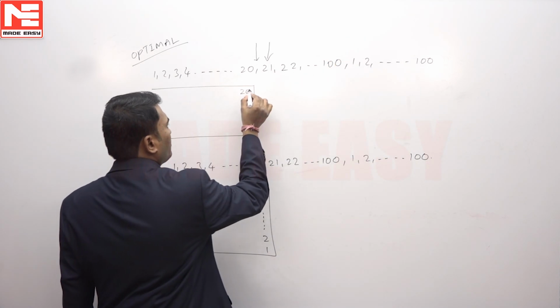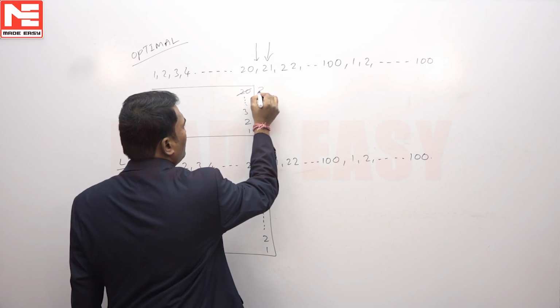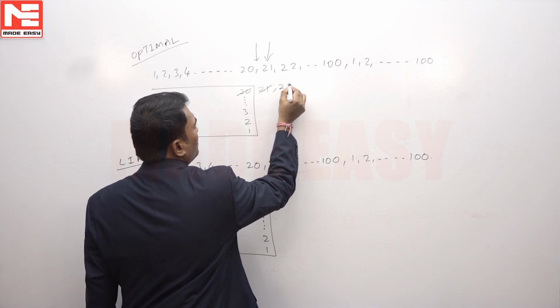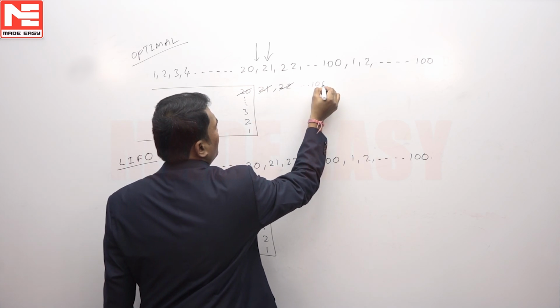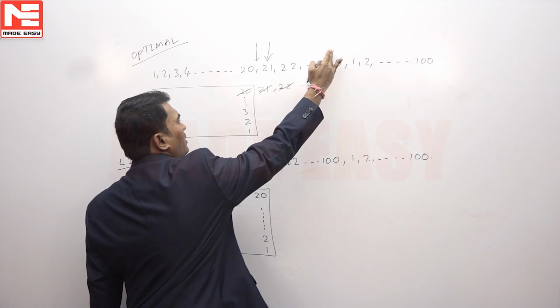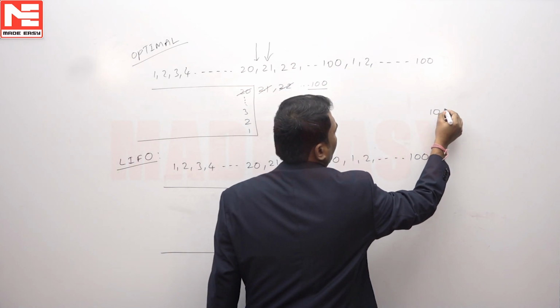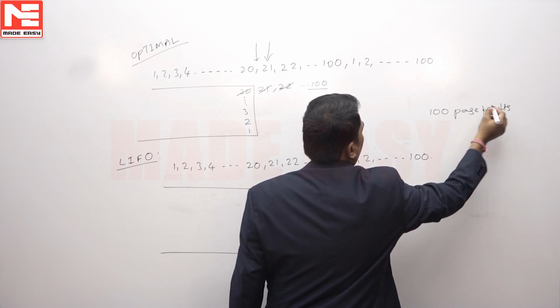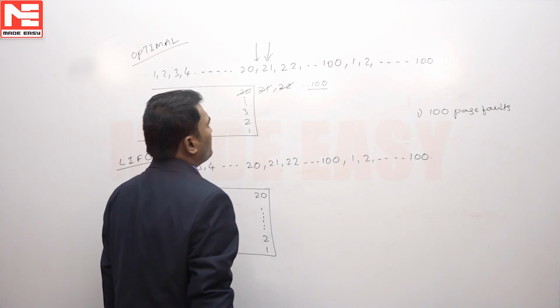So what are we going to replace? 20. You replace it with 21. That is also a page fault. And again you replace it with 22. Similarly you replace up to 100. So the first 100 will all be page faults only. So 100 page faults for the first case.